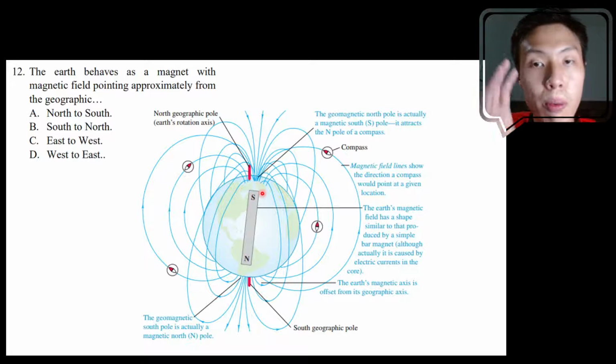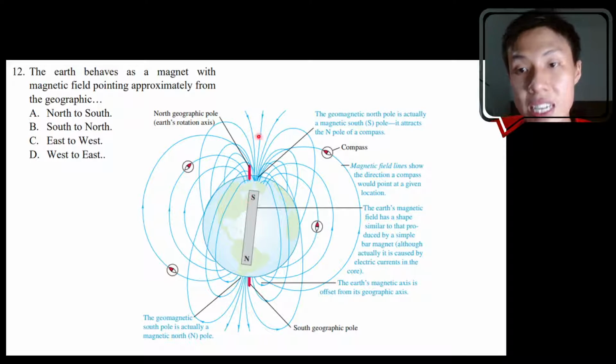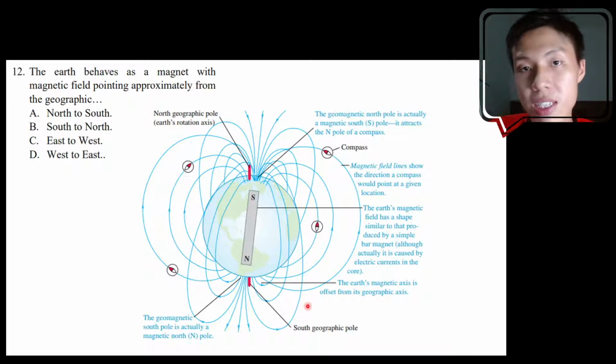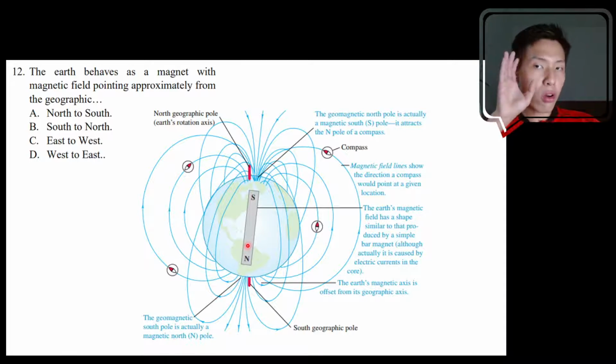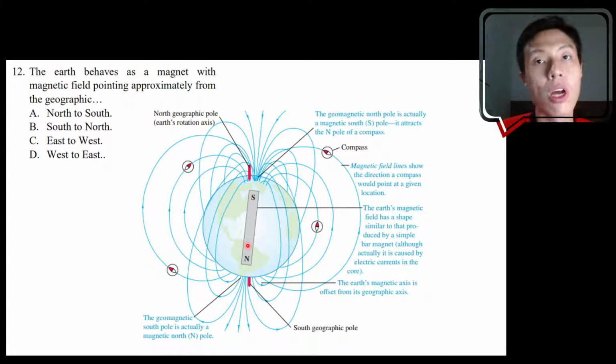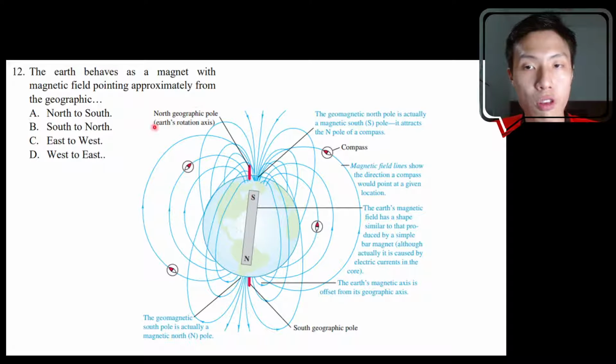From a magnetic perspective, this position over here is the magnetic South Pole, but it's the North Geographic Pole. On the other side, this is the South Geographic Pole. Location-wise it's south, but based on our understanding of magnetism, this is the magnetic North Pole. So when you talk about poles, you have to be careful whether you're talking about the geographic pole or the magnetic pole. These are two different things. The North Geographic Pole is the magnetic South Pole. The South Geographic Pole is the magnetic North Pole.